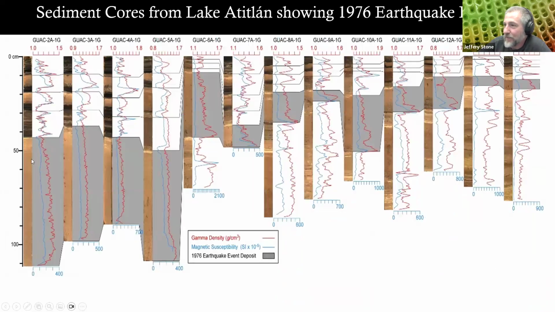And you can see if we took a series of cores from Lake Atitlán, that there's a whole series of the earthquake deposits that occur across the entire system, this sort of unstructured giant sediments that influxed into the lake system during the earthquakes.